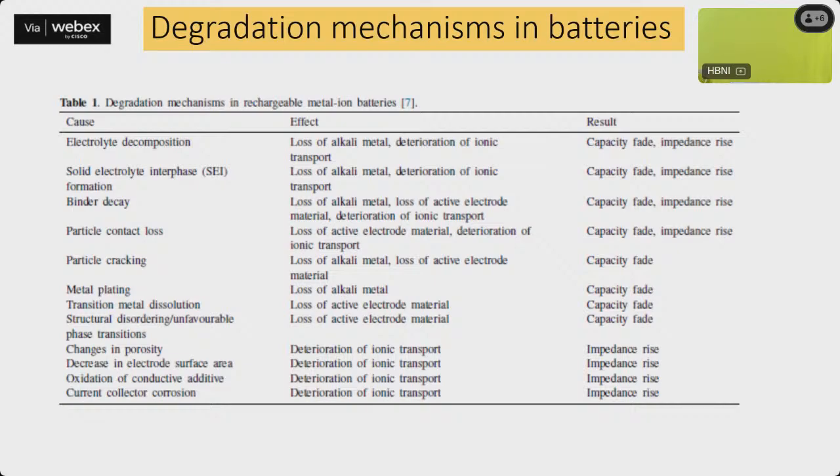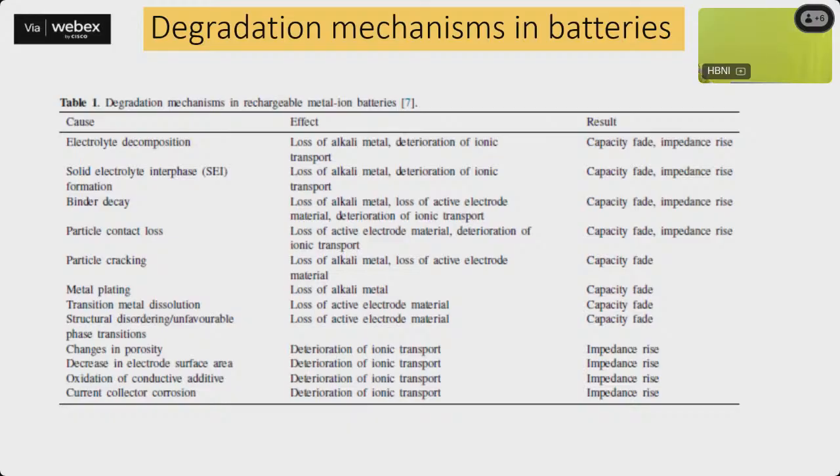Then you can have metal plating. What is going to happen is that the lithium which is moving in from the LCO is depositing itself during the process of charging in between the carbon layers of the graphite, and some of it can also get plated on the graphite surface. So then there is going to be loss of alkali metal, so your capacity is going to fade. Transition metal dissolution can happen.